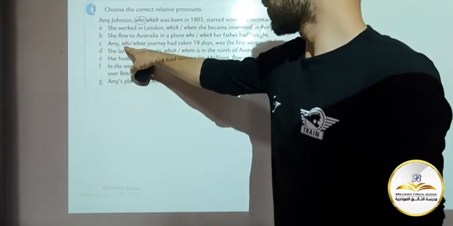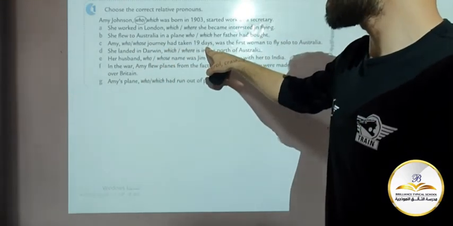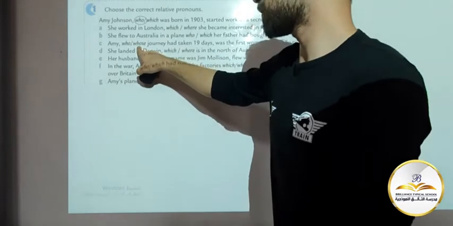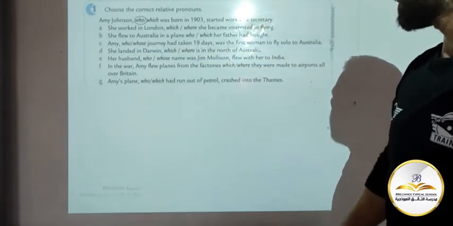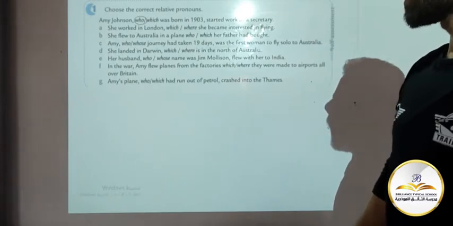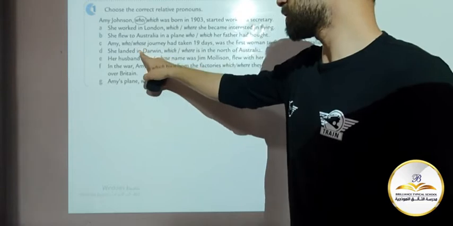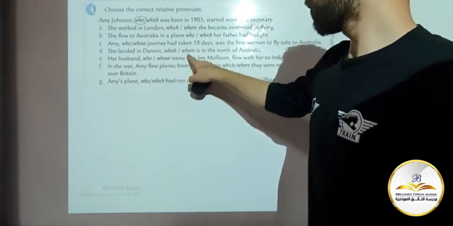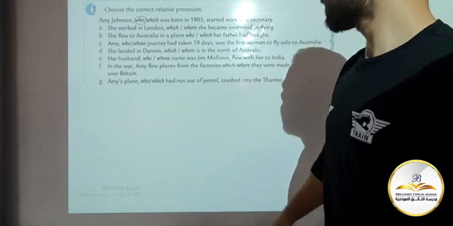Any, who or whose journey had taken 19 days. We are talking about possession, so we have to use whose. Was the first woman to fly solo to Australia. She landed in Darwin, and Darwin is a place, so where is in the north of Australia.